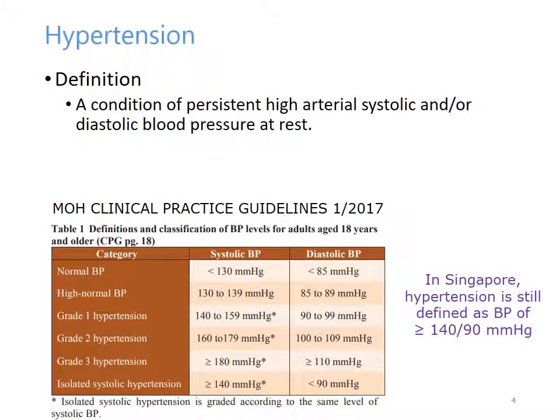Hypertension is defined as a condition of persistent high arterial systolic and/or diastolic blood pressure at rest. So, if both systolic and diastolic pressure are high, obviously that will be considered as hypertension. What if, let's say, only the systolic blood pressure is high, but the diastolic blood pressure is normal? That would still be considered as hypertension.